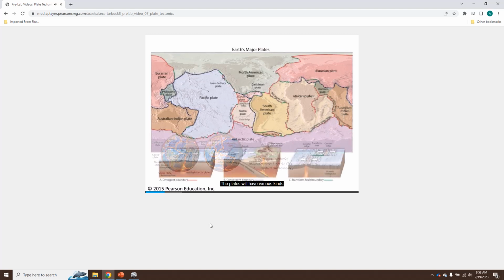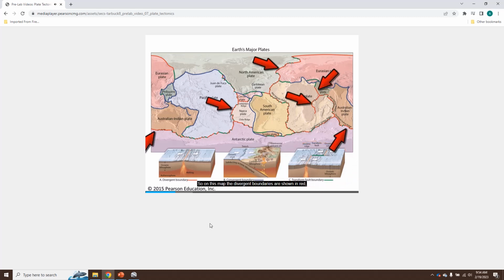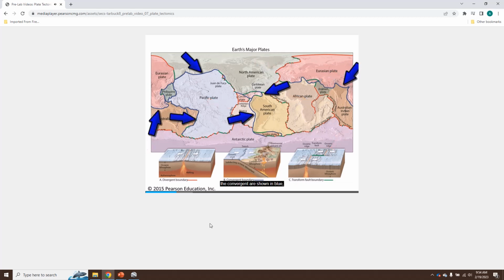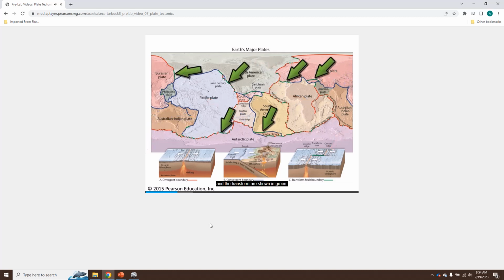The plates will have various kinds of interaction with one another. They can either be moving apart from one another, what we call a divergent boundary. They can be moving toward one another. That's called a convergent boundary. And they can be moving laterally, sideways, past each other. And that's called a transform boundary. So on this map, the divergent boundaries are shown in red, the convergent are shown in blue, and the transform are shown in green.